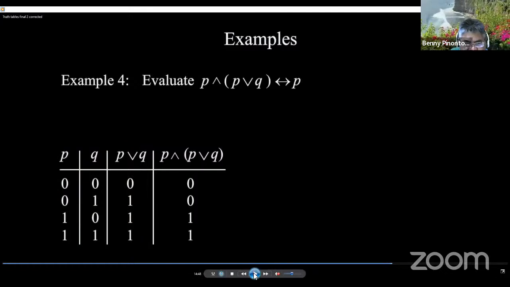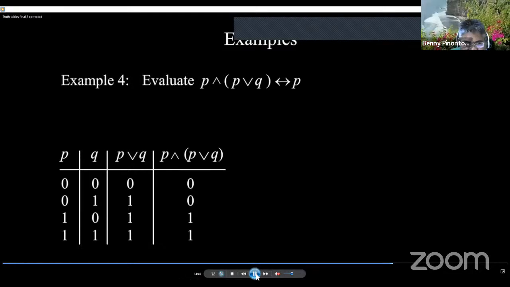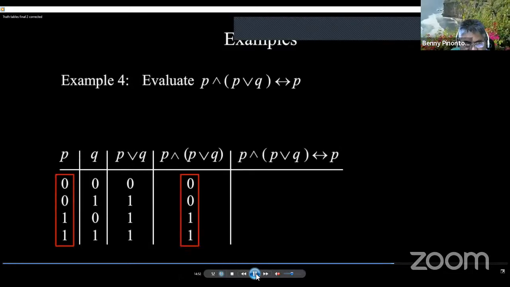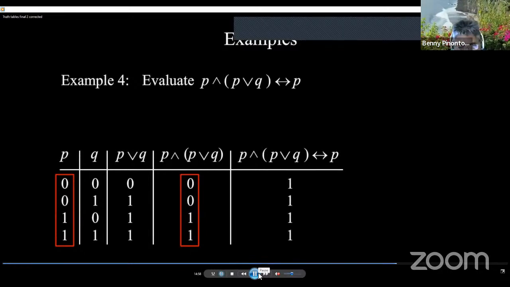And now the sentence itself, so that is the question. We have to compare the first row and the fourth row. If they are the same, then we put 1. If they are not the same, then we put 0. In this case, they are all the same. So we have 1s again, and that's going to be the tautology. Okay, so this is again a tautology.